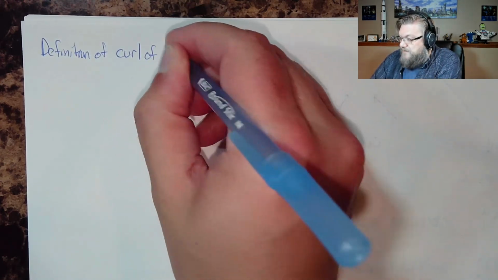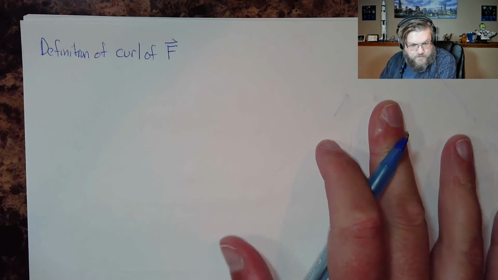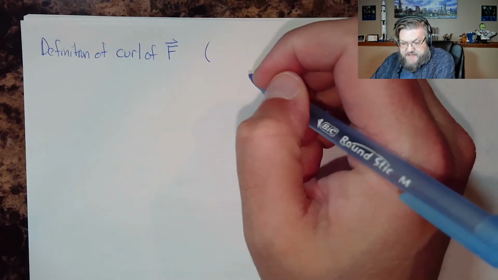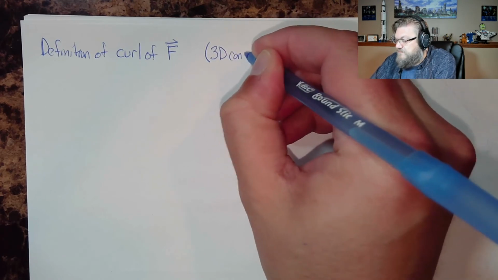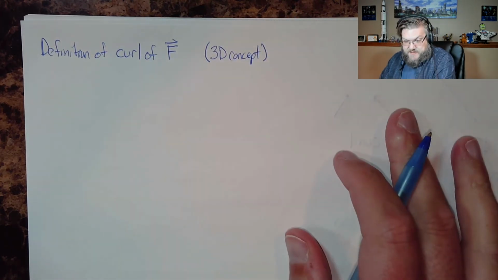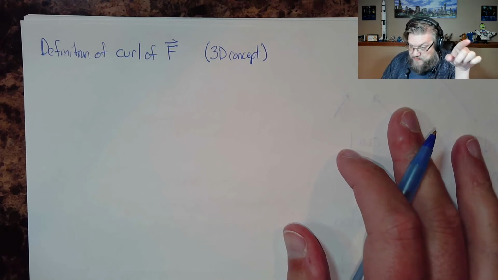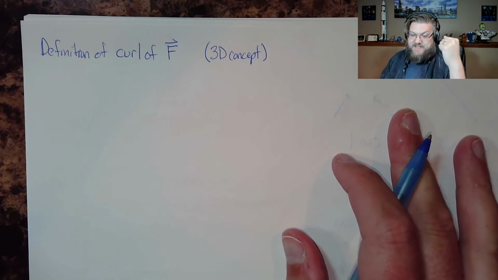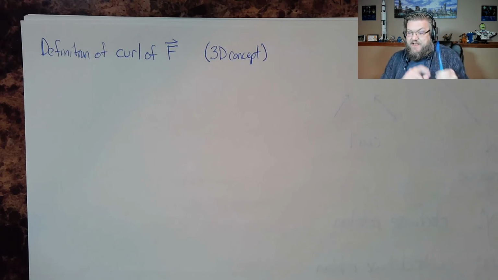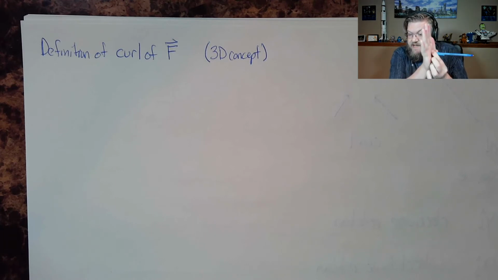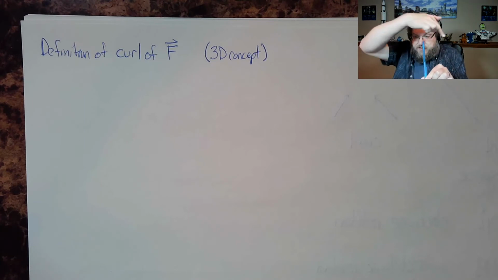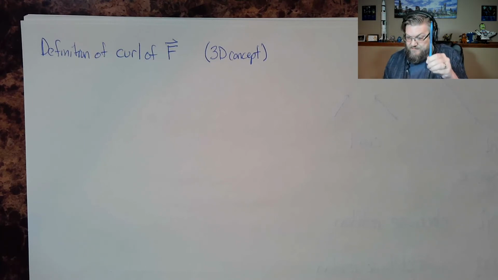Of F, a vector field, okay? By the way, this is a 3D concept. Curl only makes sense in a 3D context. Now, why did I show you two-dimensional pictures and flow? In all cases, do you notice that the rotation was on a vector perpendicular to the paper, right? So again, if you've had some physics, this is very much like angular velocity, or angular momentum or angular acceleration, where you have rotation about a certain vector, right?